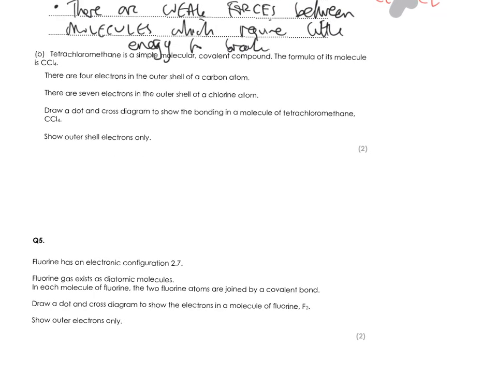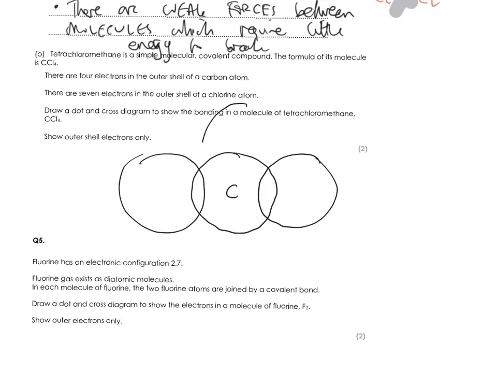Next question. Tetrachloromethane is a simple molecular covalent compound. The formula of its molecule is CCl4, 4 electrons in carbon and 7 electrons in chlorine. Draw a dot and cross diagram of CCl4, outer shell electrons only. So, carbon has 4 electrons, so therefore it needs 4 more in order to fill its outer shell. Chlorine has 7 electrons, so it needs 1 more. So we're going to draw carbon with 4 chlorines around the outside. Really important when you draw this that you don't accidentally overlap any of the chlorines with each other. Make sure there's just these 4 overlaps and no other overlaps there.